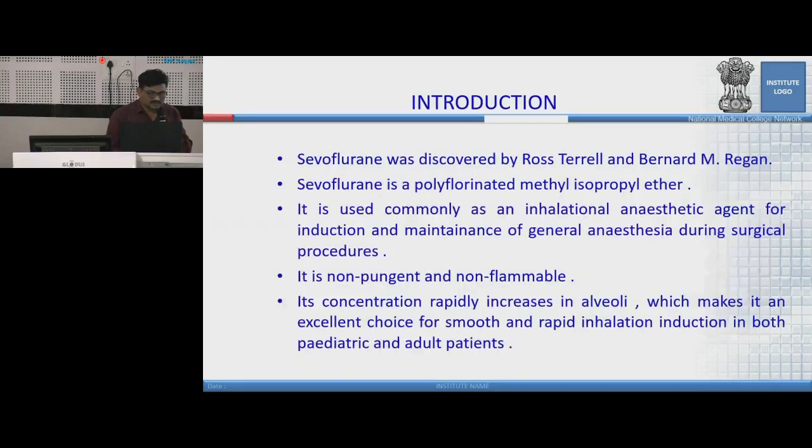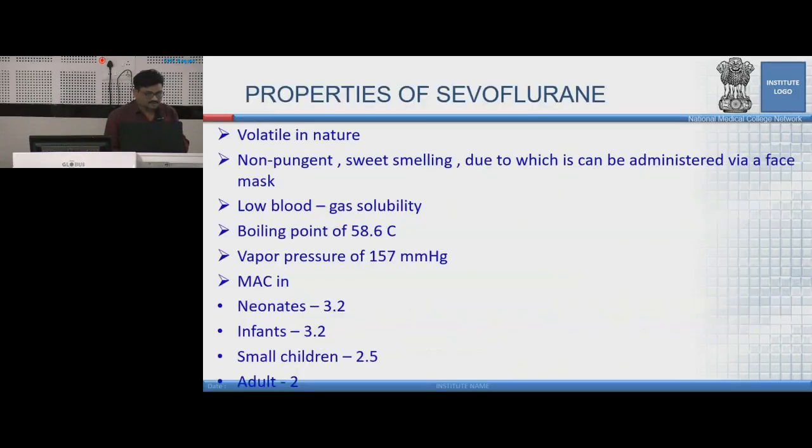Sevoflurane was discovered by Ross Terrell and Bernard M. Regan. Sevoflurane is polyfluorinated methyl isopropyl ether. It is non-pungent, non-flammable. Its concentration rapidly increases in alveoli, which makes it an excellent choice for smooth and rapid inhalation induction in both pediatric and adult. Properties of sevoflurane, it is volatile in nature, non-pungent. This all I have already explained.